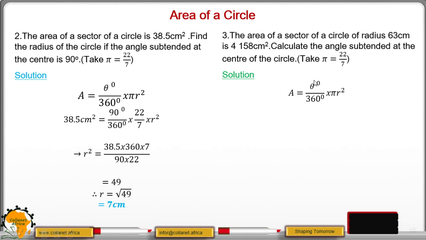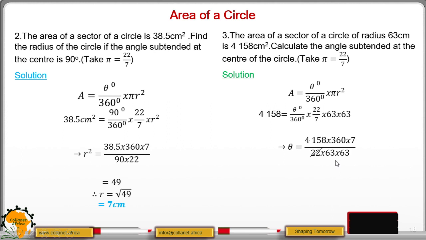First of all, we always start by writing our formula. After writing the formula, we substitute the values that are given. In this case, we are given the area and we are also given the radius. So our task is to get the value of theta. So after that, again, we make theta the subject of the formula by multiplying by the denominators on both sides. You multiply 360 by 7 and then you divide by the numerator, which is 22, then by 63 by 63.